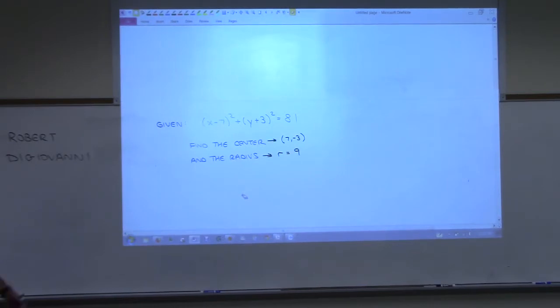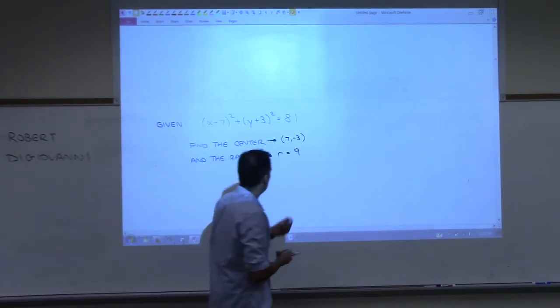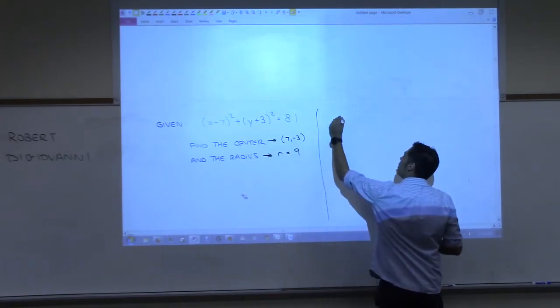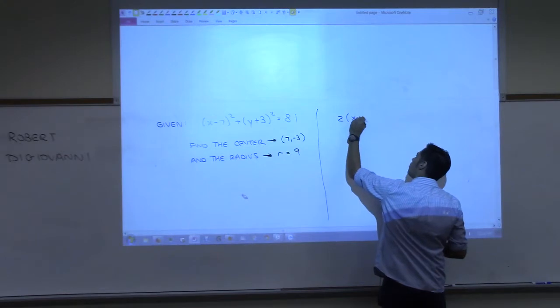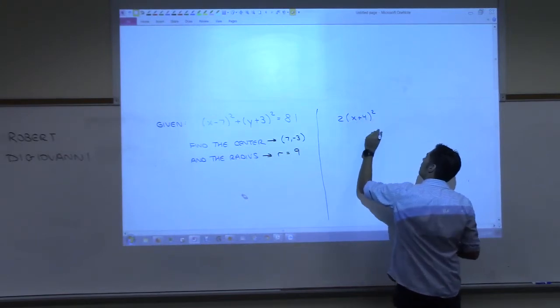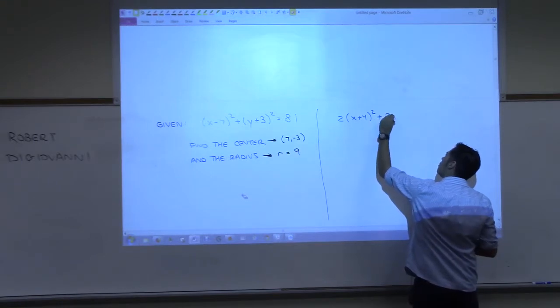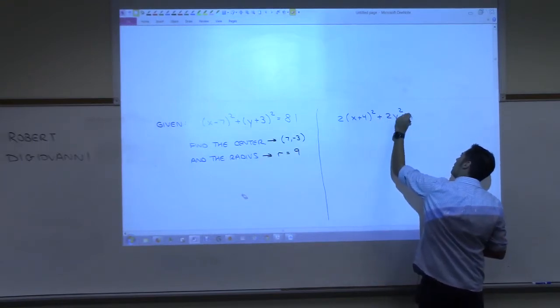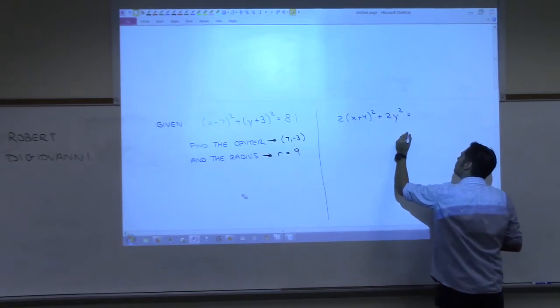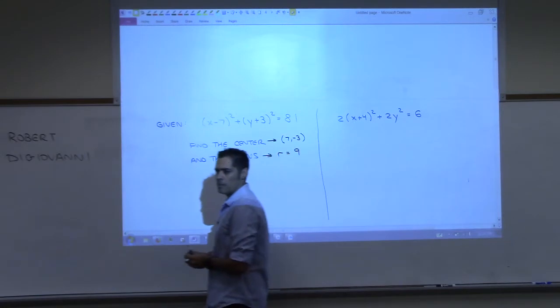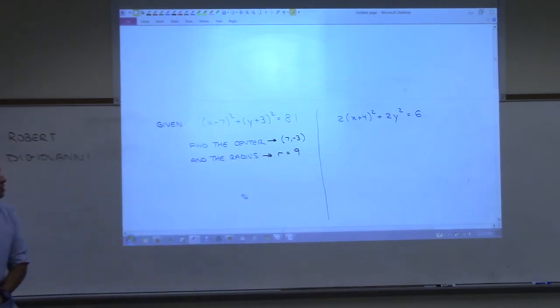We good? All right, that was supposed to be pretty straightforward. Now, let me give you another one. How about 2 times (x plus 4) squared plus 2y squared equals 6. Same question. Find the center and the radius.